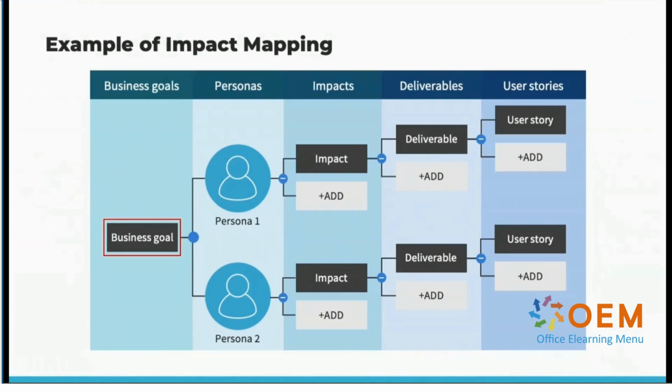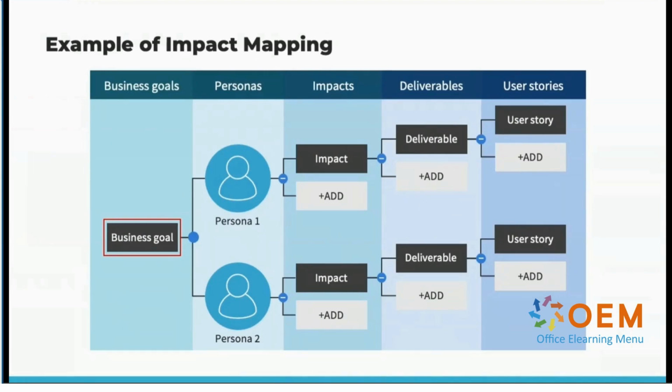In summary, the impact map shows a clear progression from left to right from business goal to user stories that can be added to a Scrum sprint. Note that at each level there may be multiple next items. A business goal could spawn multiple relevant personas, each of which can be associated with multiple impacts, etc.